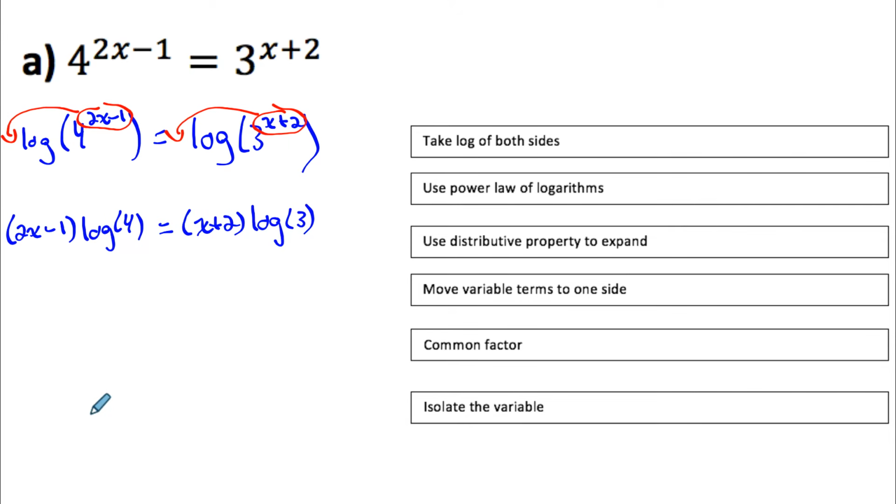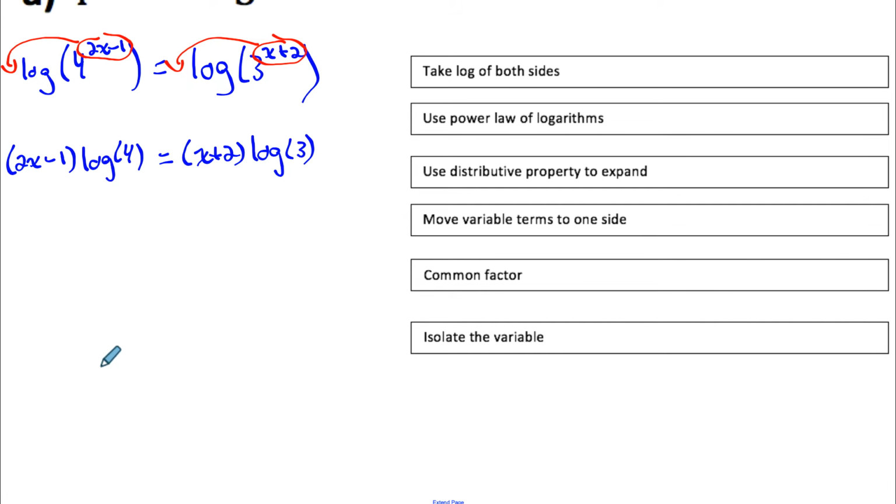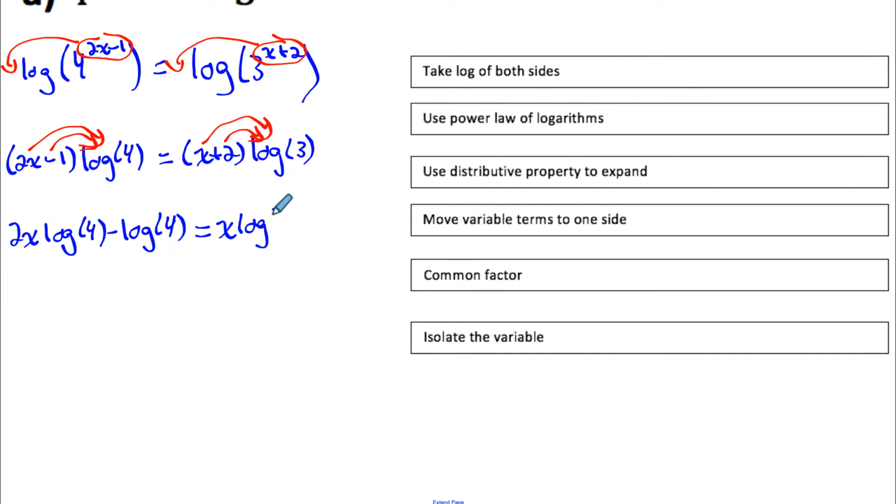And now my goal is to isolate x. In order to do that, I'm going to first have to expand both sides of this equation. So this log 4 is just a number. It needs to be multiplied by the 2x and the negative 1. So I've got to do 2x times log 4 and also negative 1 times log 4. And same thing on this side, I have to do x times log 3 and 2 times log 3. So that would give me, on the left side, 2x log 4 minus 1 log 4 equals x log 3 plus 2 log 3.